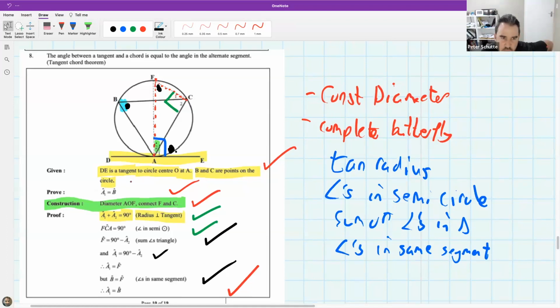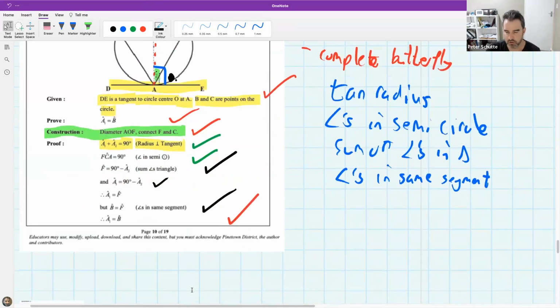Could you say that A1 is equal to F because of the tan chord theorem? Buchle, you cannot use the tan chord theorem when you are proving the tan chord theorem. You can only use the other theorem that you are not trying to prove at this time. So you may not use the tan chord theorem when you are formally proving the tan chord. Okay, it's a good question, Buchli. You may not do that.